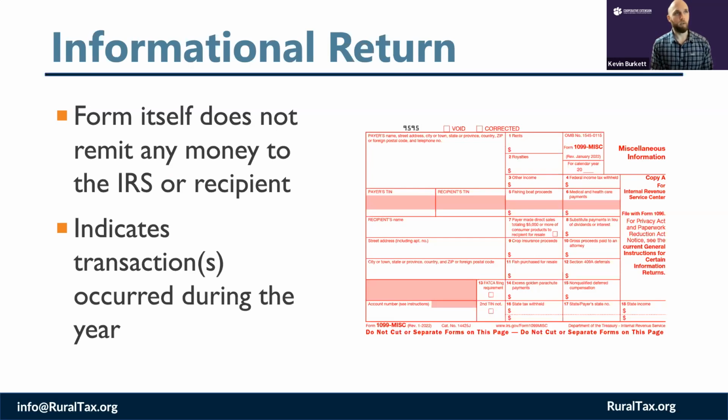So here's a copy of one of the forms. It's a 1099 miscellaneous. You'll see some of the different boxes and things there. But the form itself does not remit any money to the IRS or to the recipient. So sometimes we think if we're filing our tax return, we're actually sending money in with that to pay our bill or whatever it might be. This is simply what's referred to as an informational return. It is sent to the IRS, and there is a copy sent to the recipient, but all it is doing is indicating that transactions occurred during the year. Like we said, it's indicating that payment was made from one business to another, and it has exceeded that threshold.